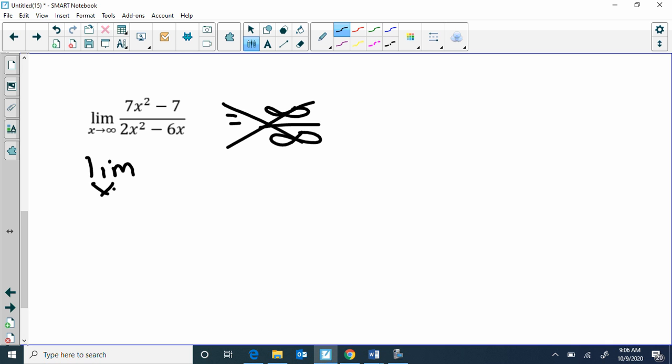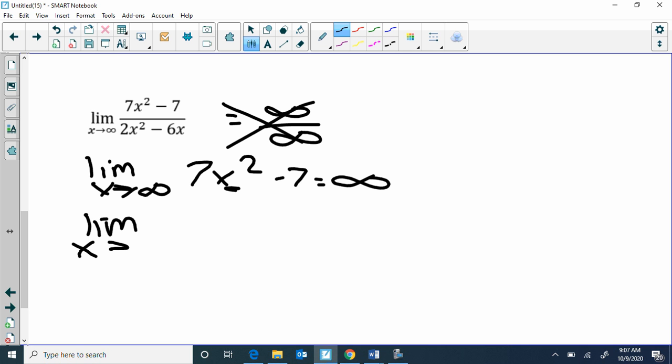the limit as x goes to infinity of your numerator, 7x squared minus 7, is infinity. Anytime you plug infinity into a numerator with a variable like x, it's going to go to infinity. And then again, show it for your denominator. Limit as x goes to infinity of 2x squared minus 6x is infinity. Now we apply L'Hopital's rule.